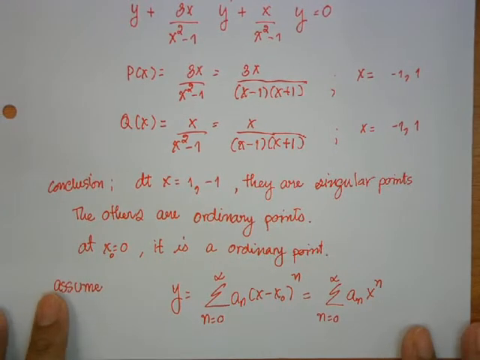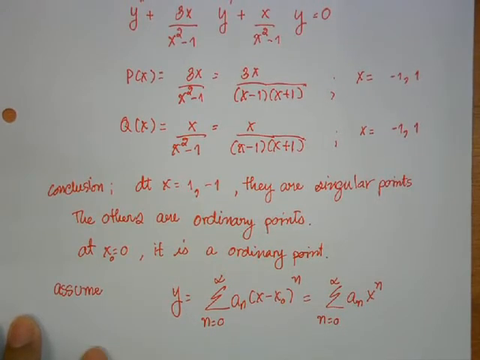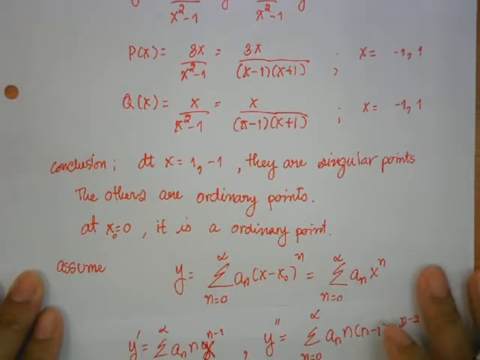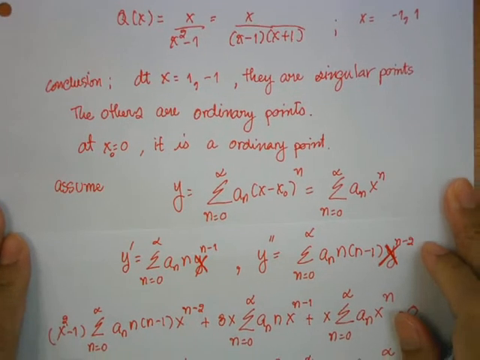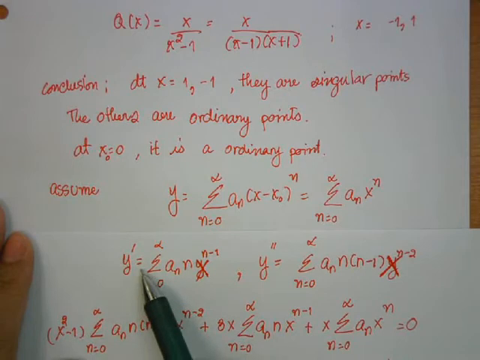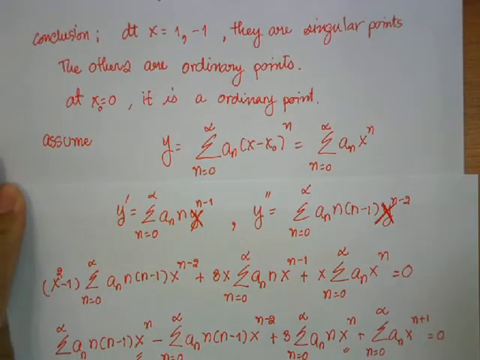And then the next step is to plug the function y that you assumed back into your differential equation. But in your differential equation, you have the second derivative and first derivative of y. So you've got to take the first and second derivative of your y. So you would get this. And after you do the first and second derivative, you plug the terms of the second derivative, first derivative, and y into your differential equation. You would get this one.